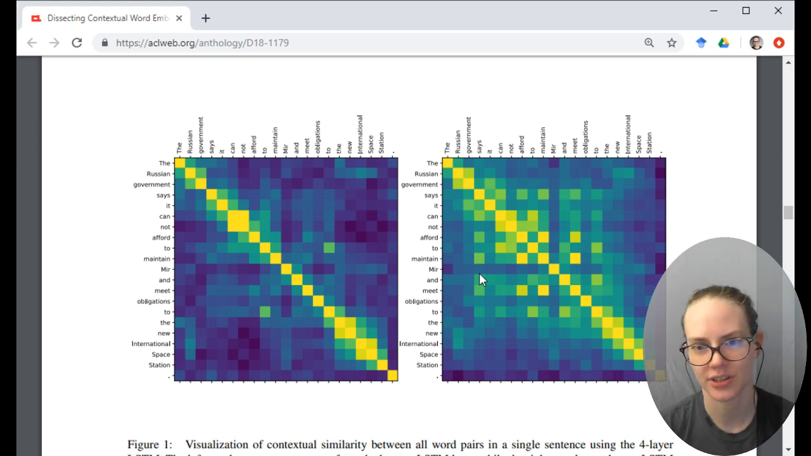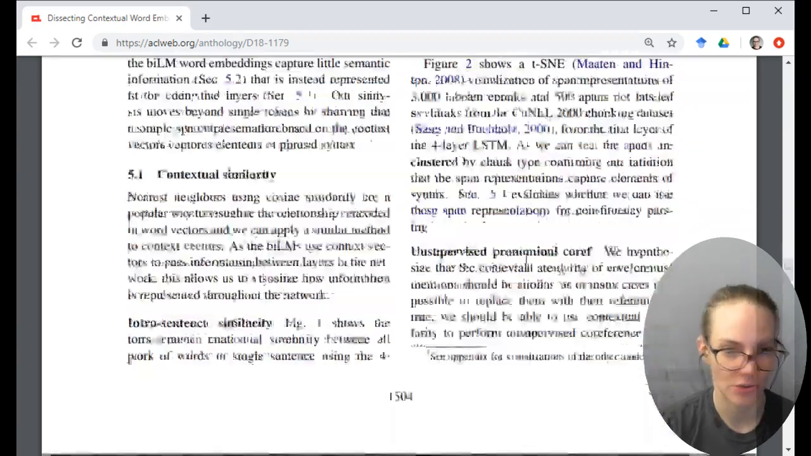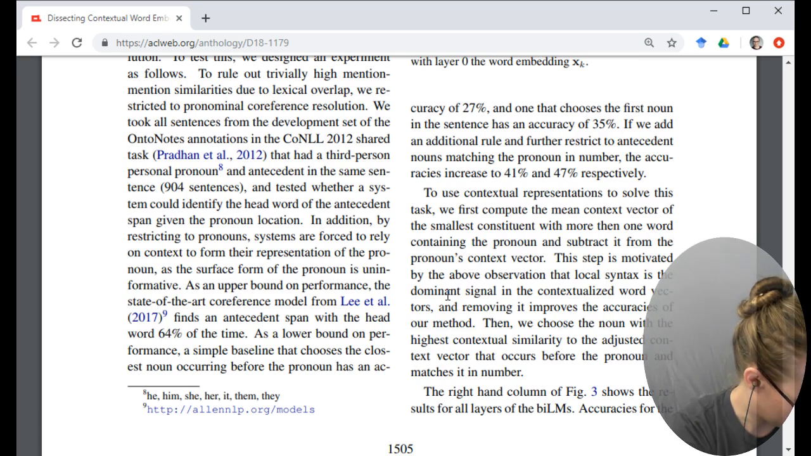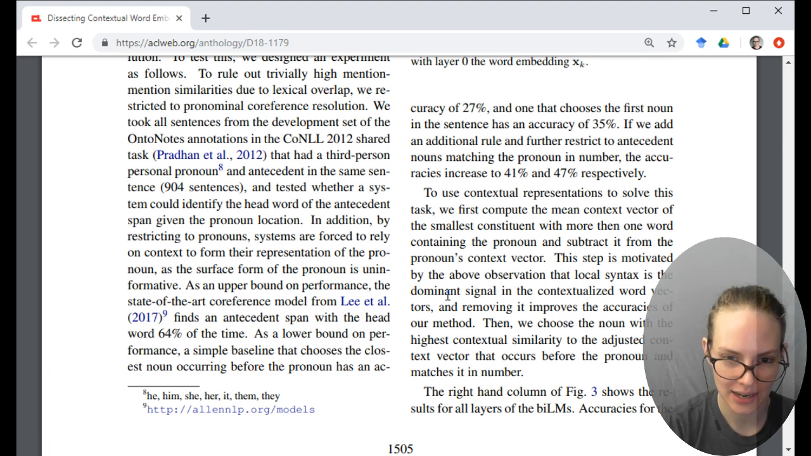Things that are closer tend to be more salient to humans in general, so I think that's pretty reasonable, if we're hoping this is an approach that captures information about the system of language. Then we choose the noun with the highest contextual similarity.